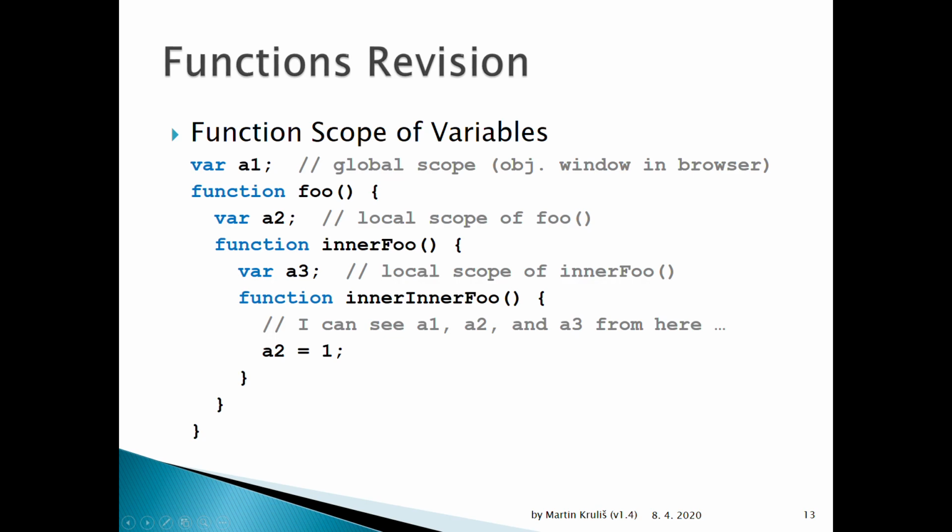However, what I would like to point out here is the visibility of outer functions and outer scopes. So if you declare a function inside another function, like this inner foo inside a foo, the inner function does not see only its own local scope, but it also sees the scope in which it's created.